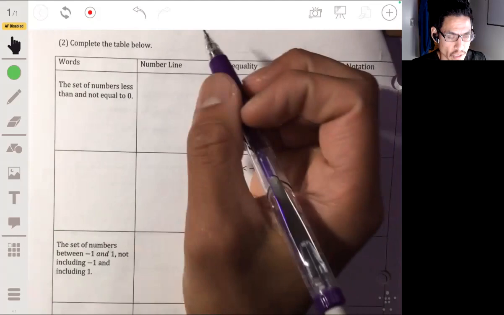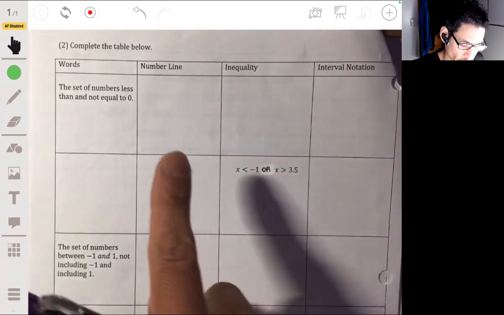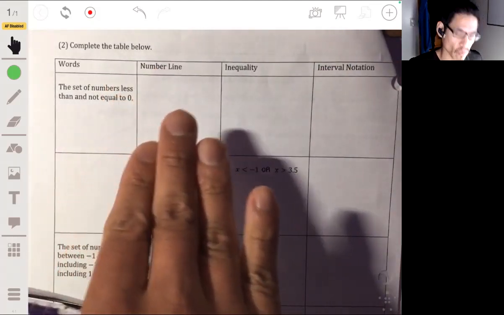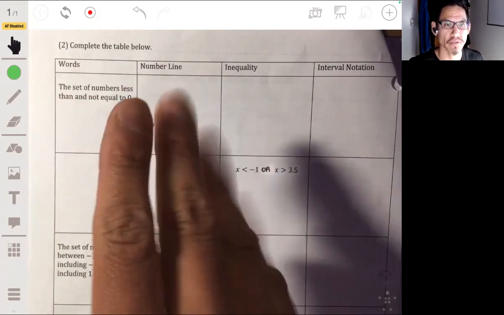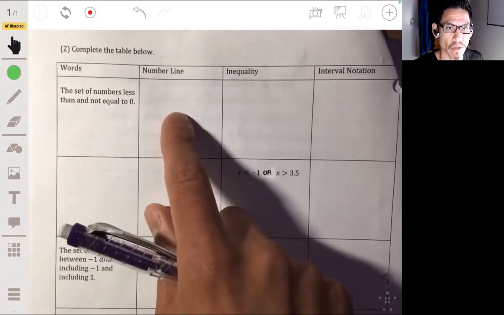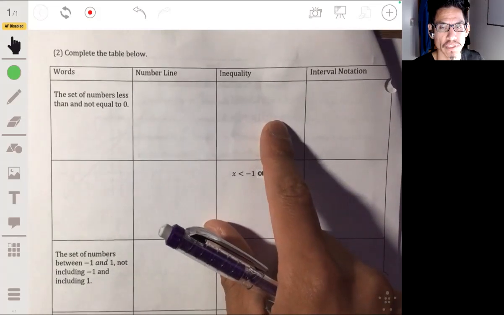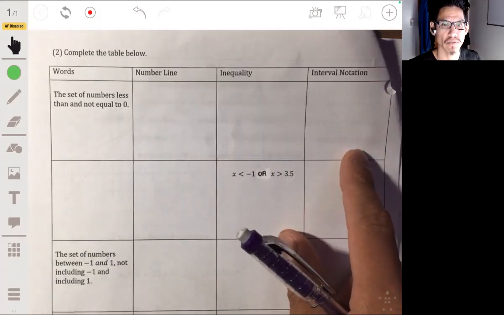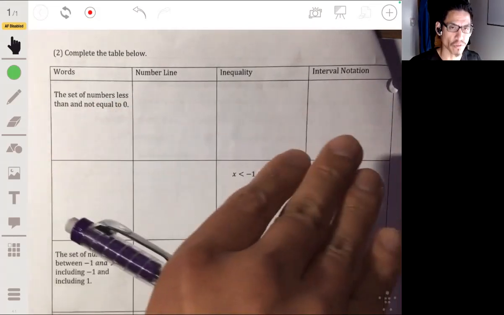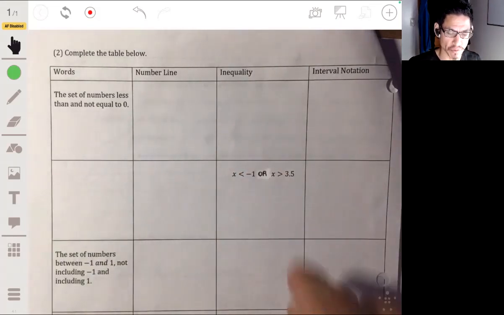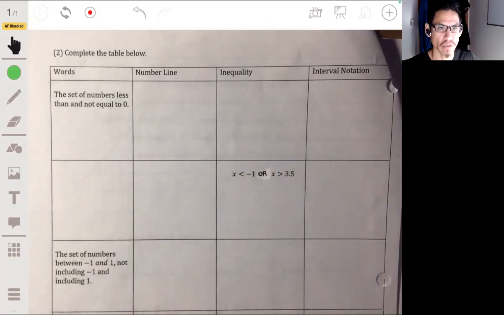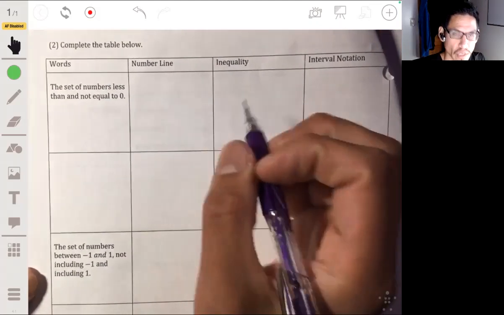Okay, so in this part of the practice test, we're going to go over how we can represent sets of numbers with words, a number line, inequalities, and then interval notation. So then, going all through these examples with all four forms. So let's look at the first one.